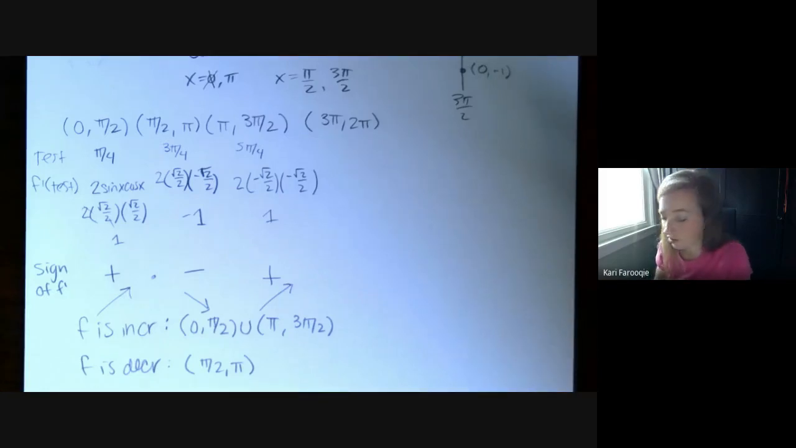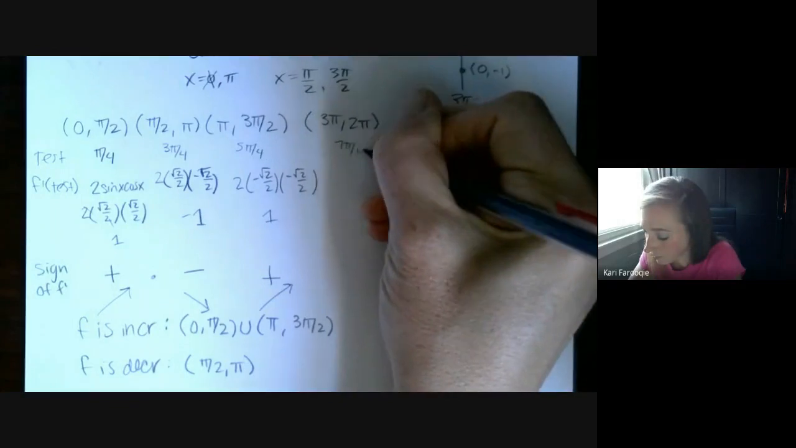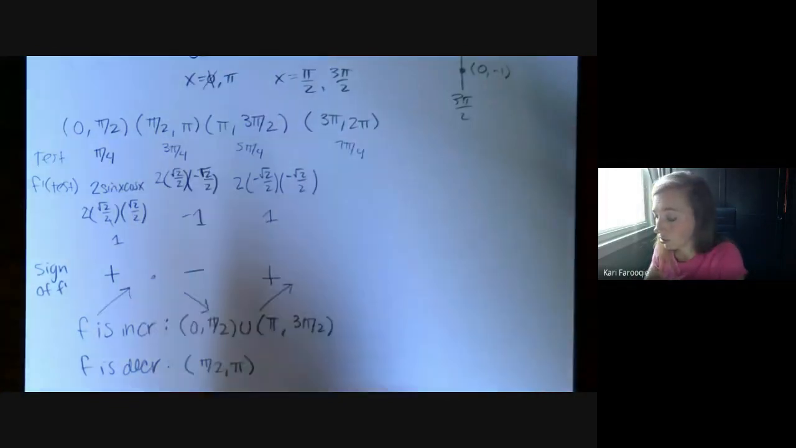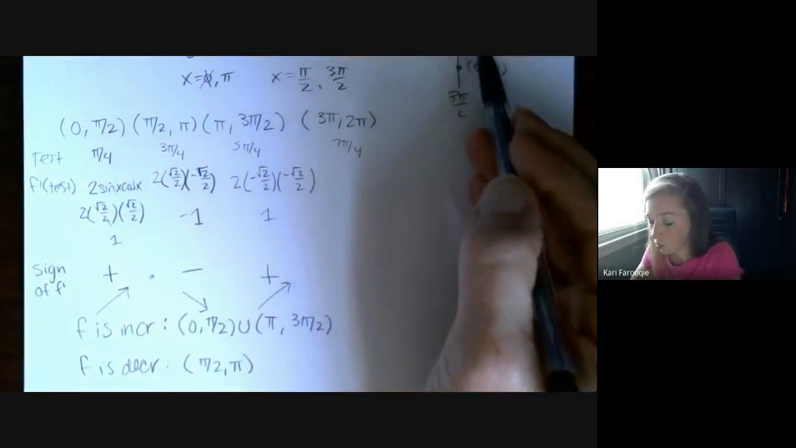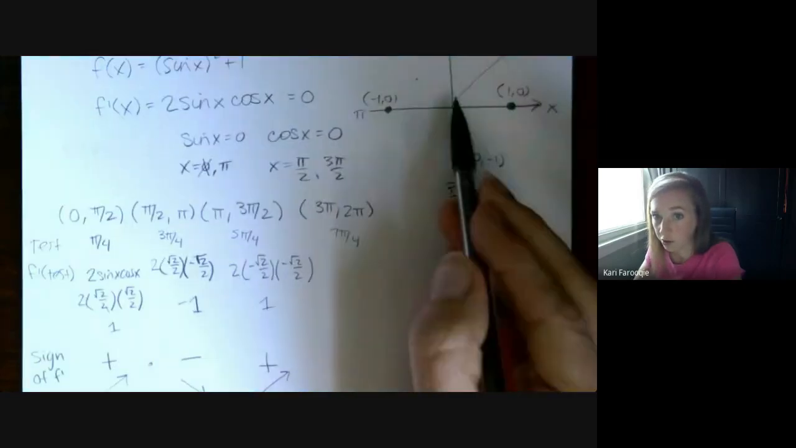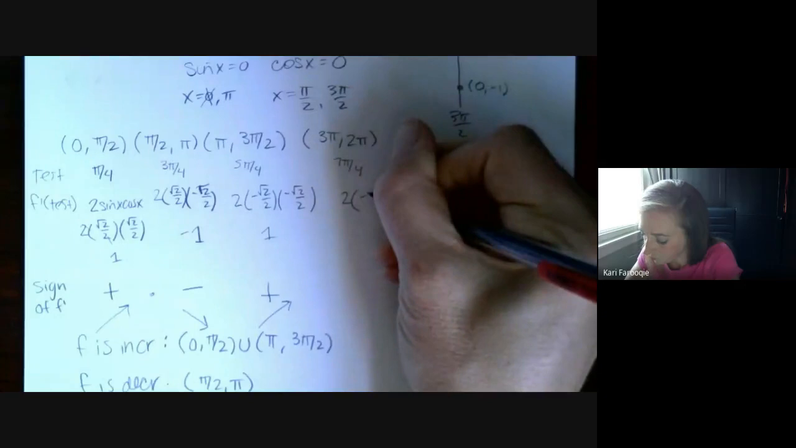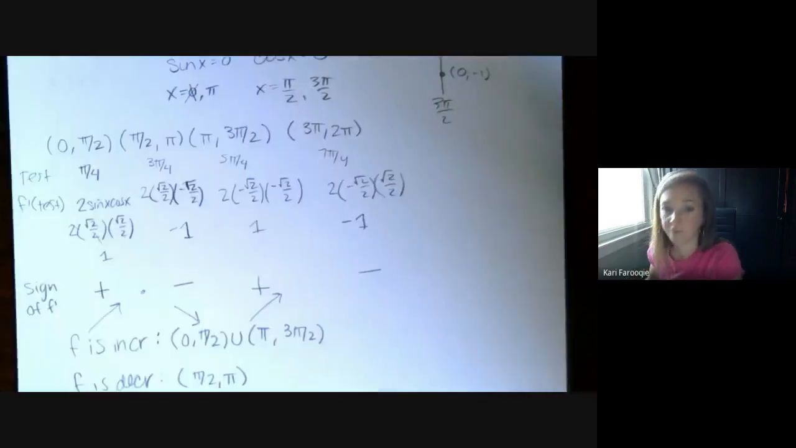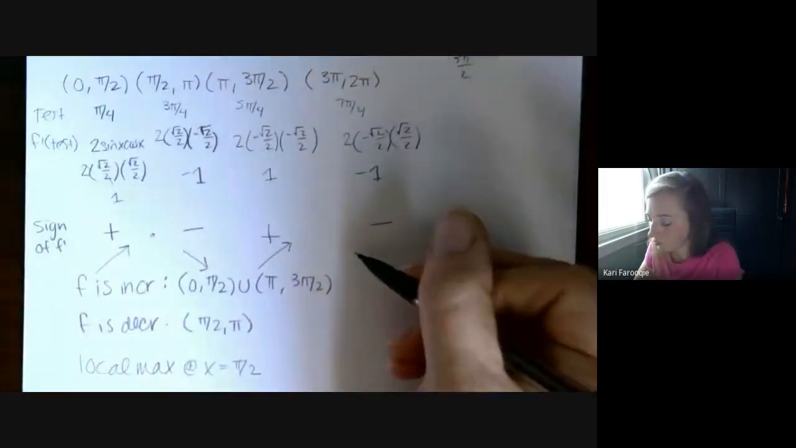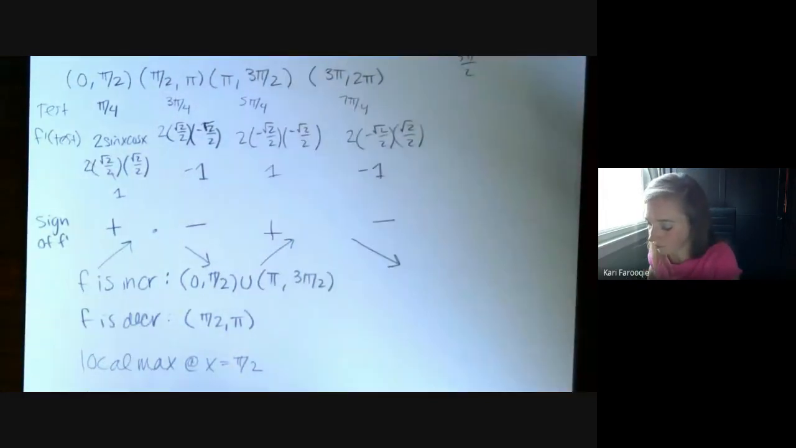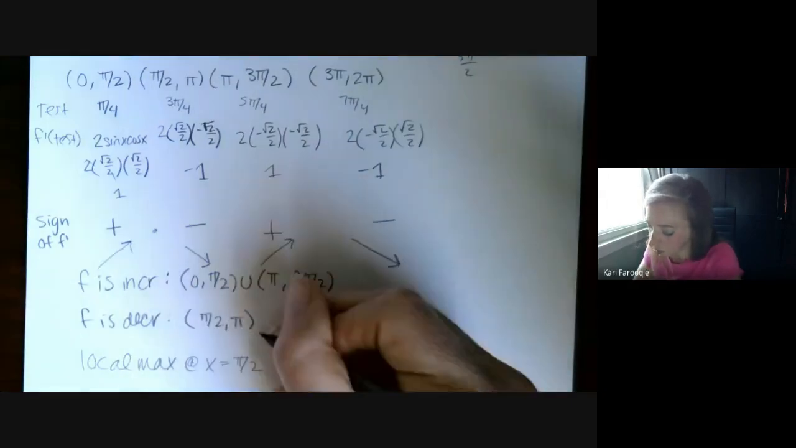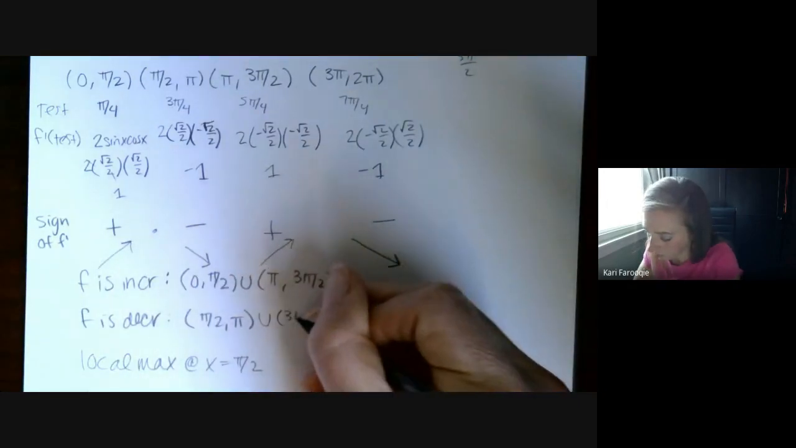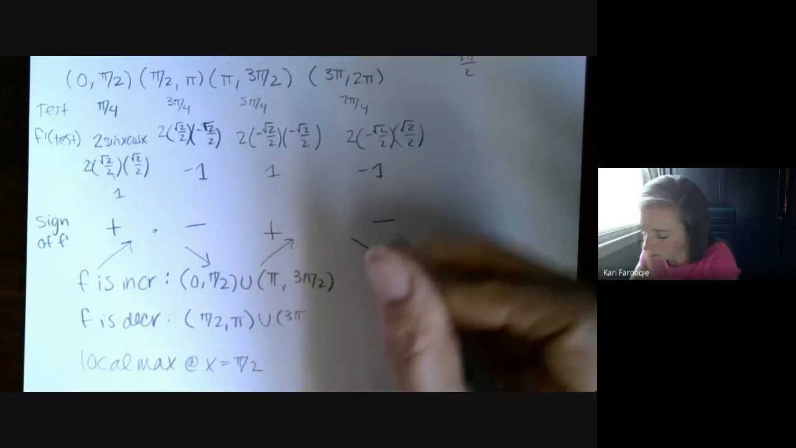Okay, let's finish this last interval here. 7 pi over 4 is in quadrant 4. In quadrant 4, sine's negative, cosine's positive. So sine is negative, cosine is positive. You get a negative here. So don't want to forget what's happening there. So f is also going to be decreasing on the interval from 3 pi over 2 to 2 pi.